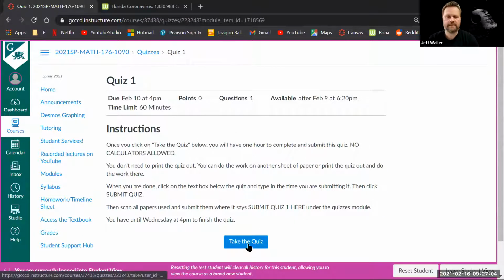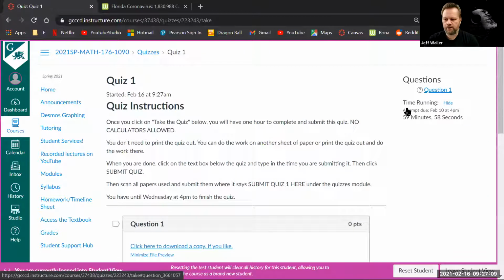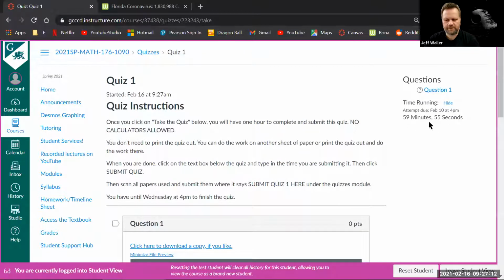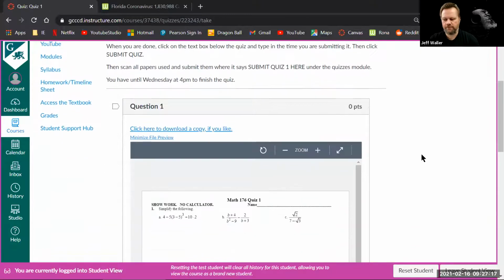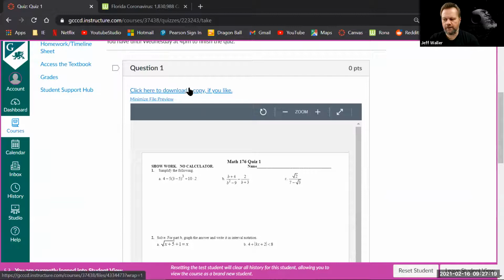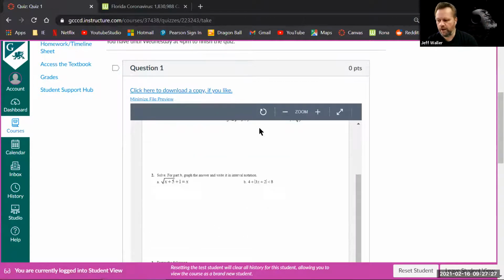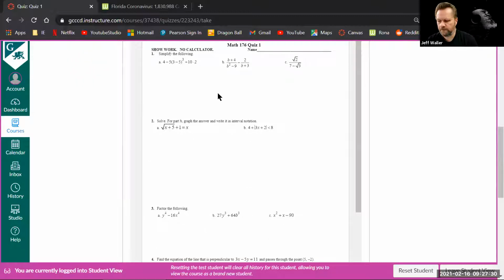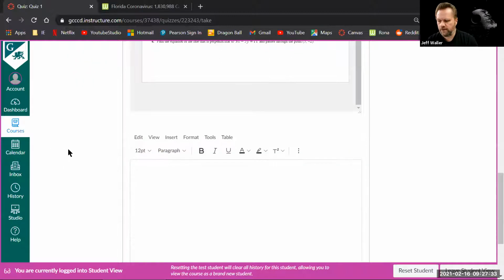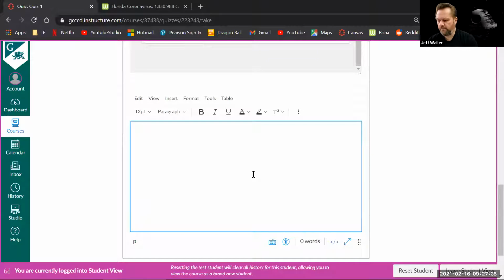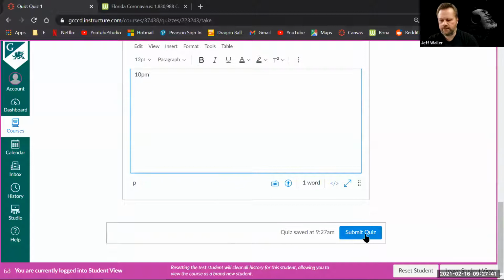There's a little button that says take the quiz, right? When you hit that button, you'll have an hour. And it starts to count down. If that freaks you out, this little countdown, you can hide it. Down here, if you want to download a copy, you can print it out. You can do the work on the sheet, or you can do the work on another piece of paper. When you are done, you'll see the quiz here. This is my pre-calculus quiz. Don't get excited. When you're done, you're going to type in here the time you're done and hit submit quiz.